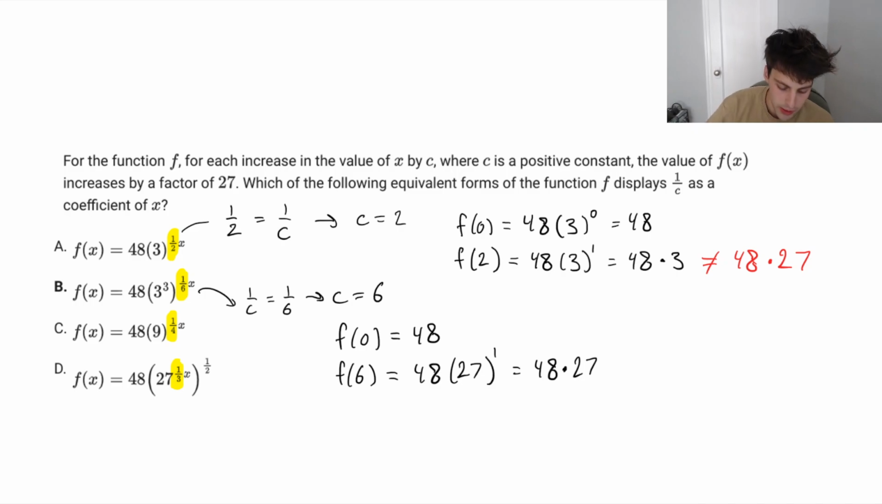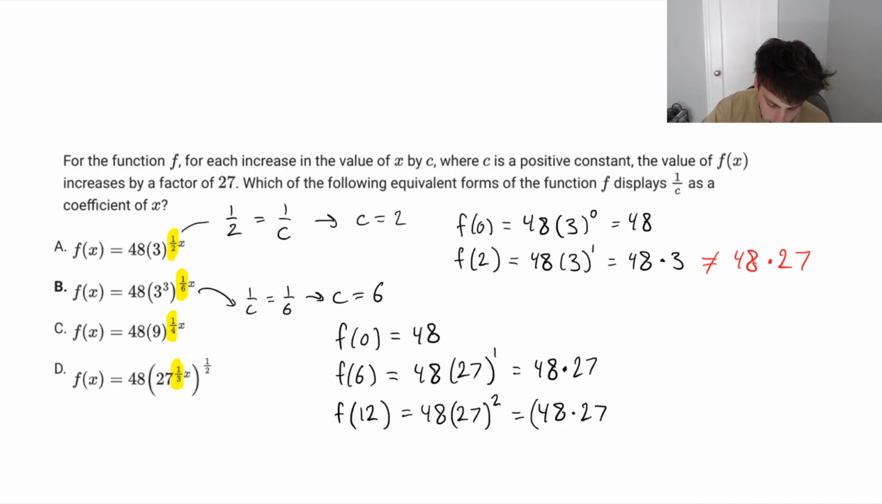Let's do one more just to double check that this pattern is holding true. It's not just a fluke. So 6 plus, okay, well, if we increase by another value of c, which is 6 in this case, that's 6 plus 6 is 12. This will be 48 times, we've got now 27 times, and now 12 over 6 is 2. So it's going to be 48 times 27, our value of f of 6, and it's going to be increased by another factor of 27. So it checks out. Option B in this case is going to be our correct answer.